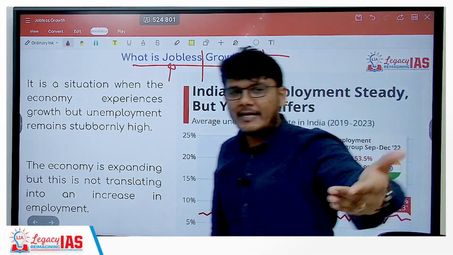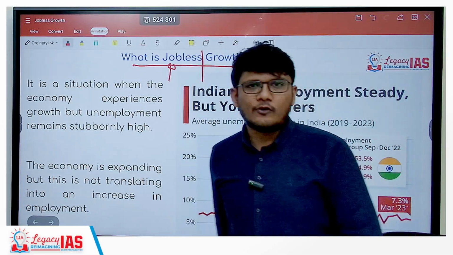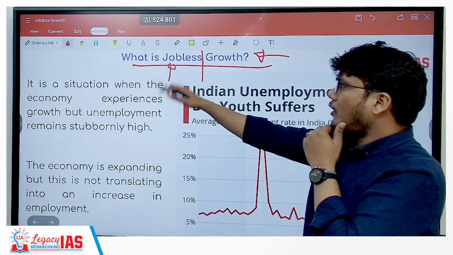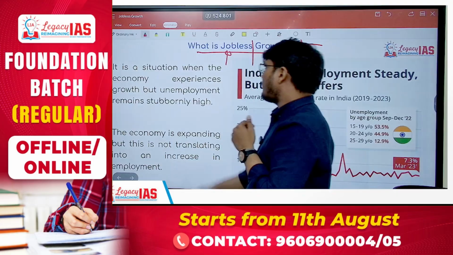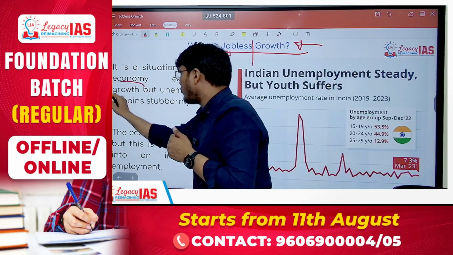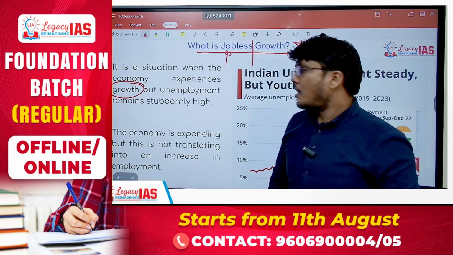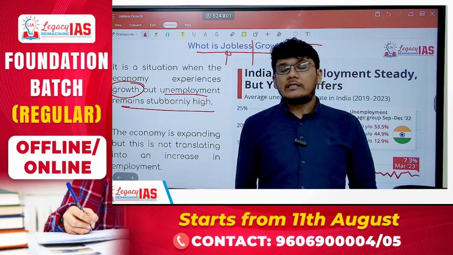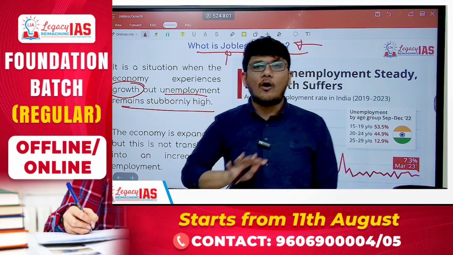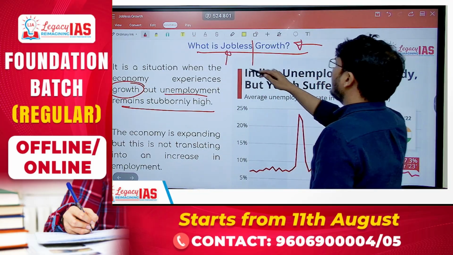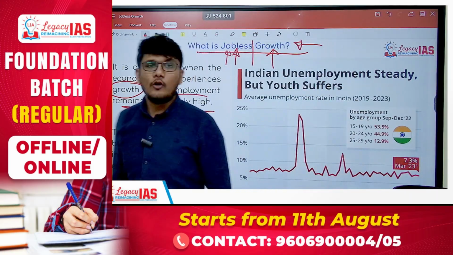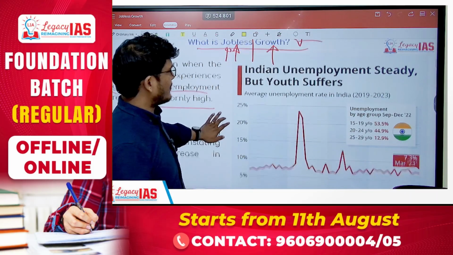Now you don't have to write anything right now. You will get this PDF also available. Just try to understand the concept so that you can better utilize it. Now here is the definition. The situation when the economy experiences growth, but unemployment remains stubbornly high. Stubbornly high means it's not going down. So it is a situation wherein joblessness is there, even though in the economy growth is also present.